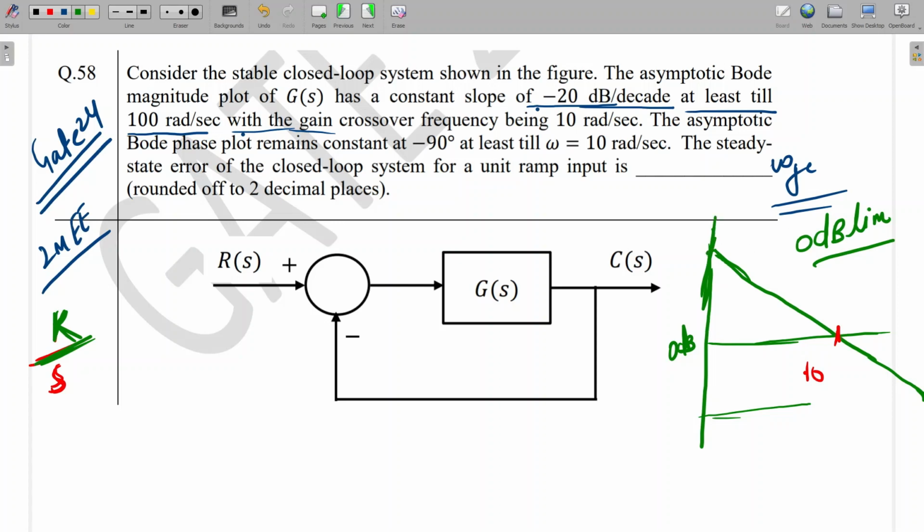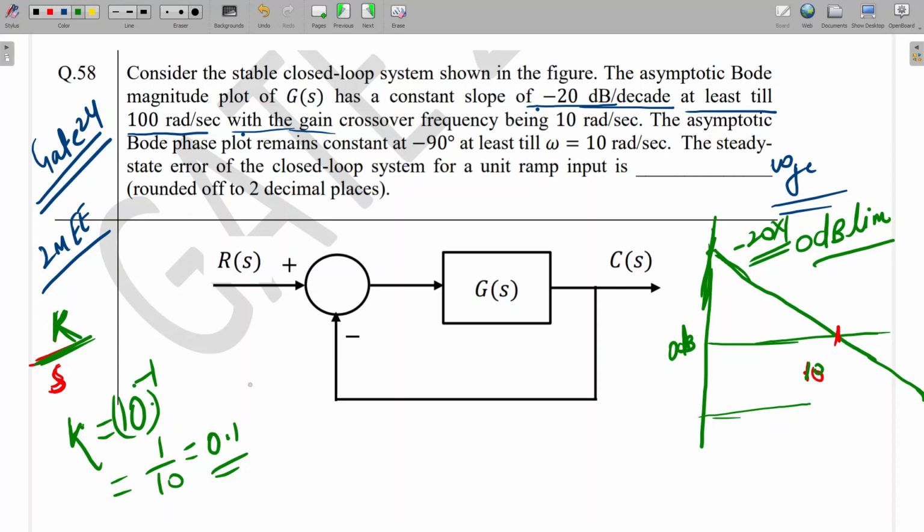So how can we find the k? Directly we can find it: this is minus 20 into 1, so omega to the power minus 1. So k is equal to omega to the power n, a direct trick I explained in the last class. So 10 to the power minus 1, that is equal to 1 by 10, equal to 0.1. Correct?